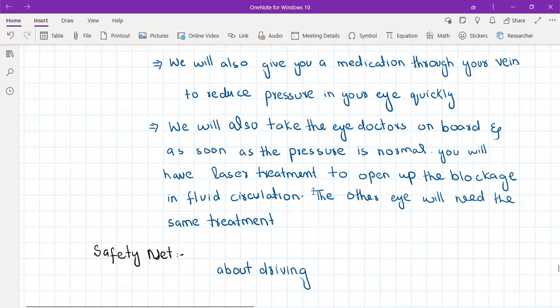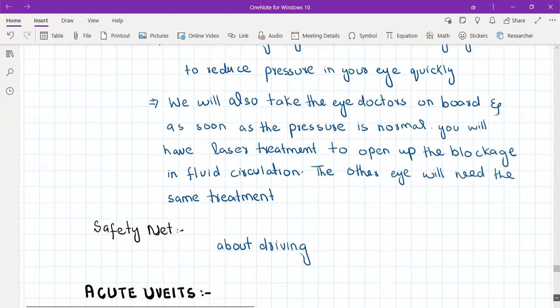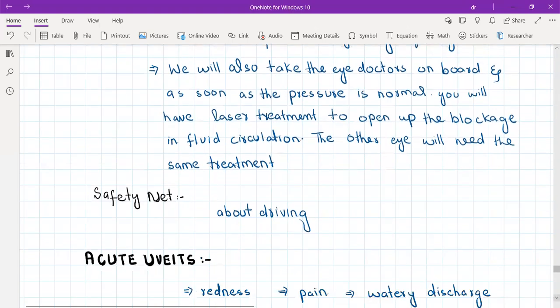And we'll also tell them that the other eye will need the same laser treatment, because when we have acute angle closure glaucoma in one eye, we also do laser iridotomy in the other eye for primary prevention. Okay, we will safety net them about driving, of course.